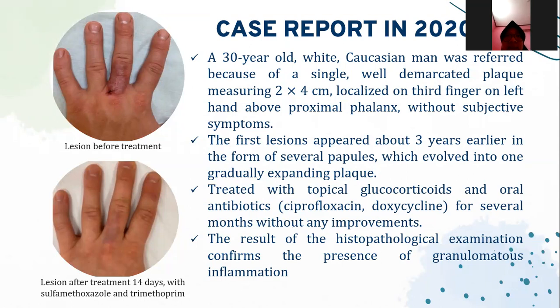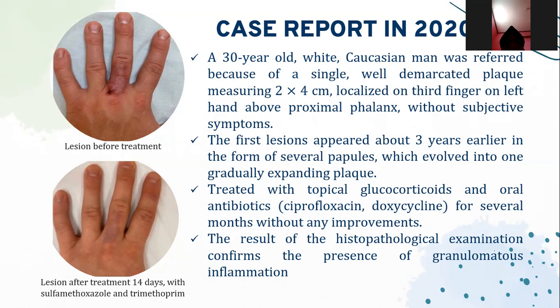The next is a case report in 2020. A 30-year-old white Caucasian man was referred because of a single well-demarcated plaque localized on the third finger of the left hand above the proximal phalanx, without subjective symptoms. He did not suffer from any chronic disease and did not take any medication.